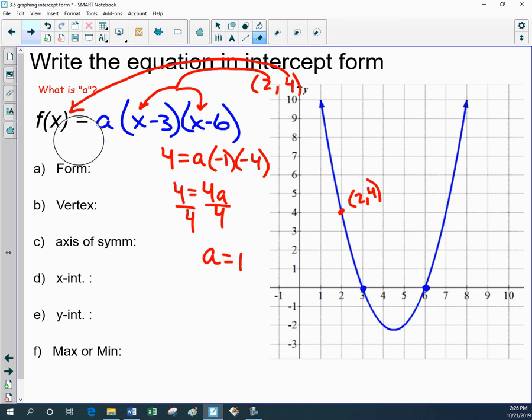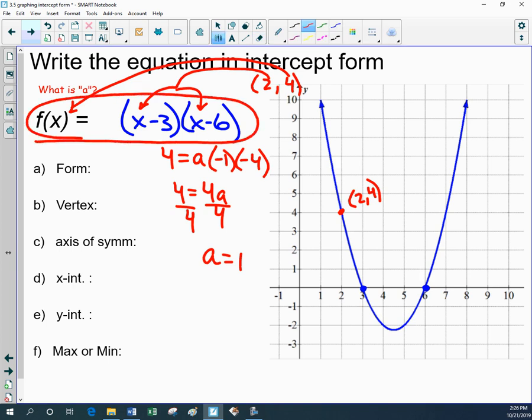So a is a positive 1. So this is our equation. Okay, and then it asks for form. So we're in intercept form. I'm not sure quite why that question's there. Okay, so we're in intercept form.